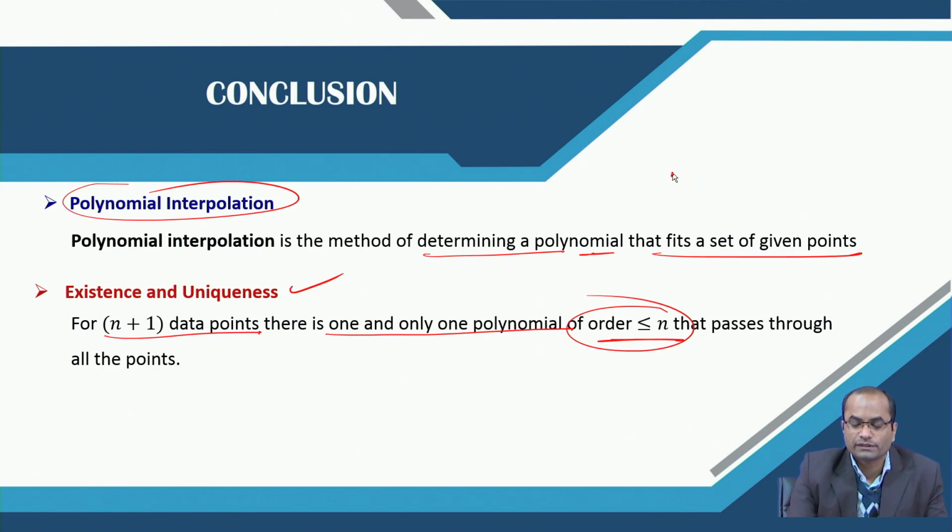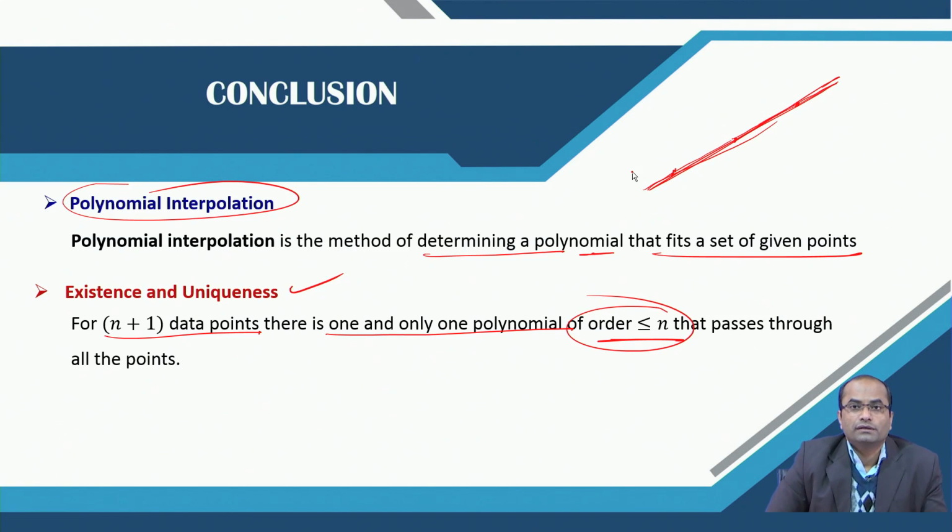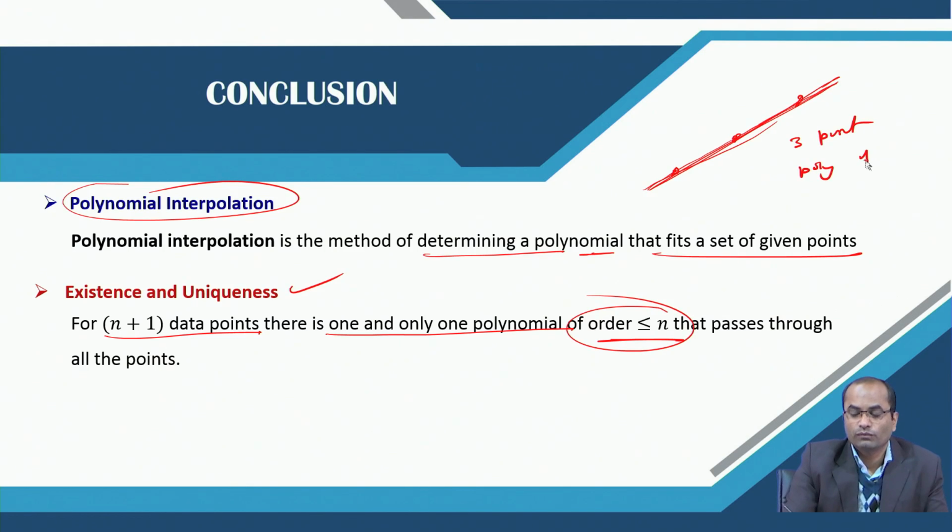Why less than or equal to n are we talking about? Because for instance, if we take 3 points, according to our discussion we should have a polynomial of degree 2, but in this particular case, because they are points in one line, we will get only the linear equation, that means only the line, because they were collinear points. So, therefore, having the 3 points, we are getting a polynomial of degree 1.